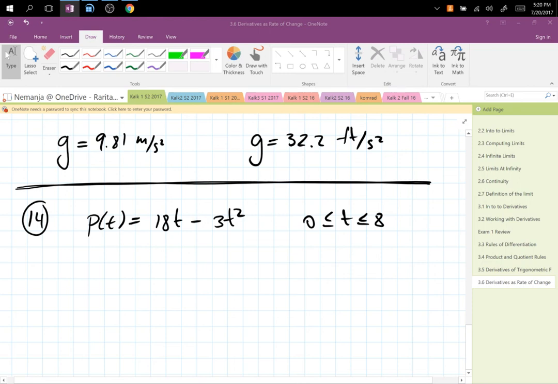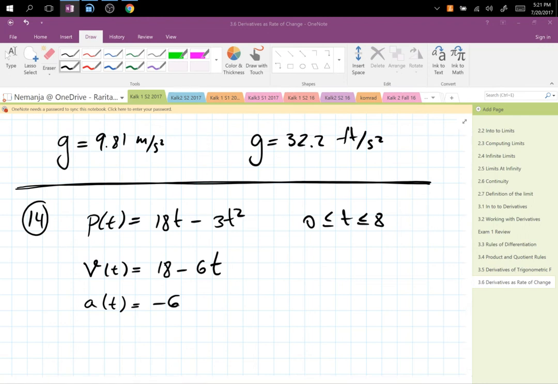Here are the questions. Get me the velocity equation. Get me the acceleration equation. Go. What should I do for the velocity equation? Derivative. Good. What is the answer? 18 minus 6t. Fine. And then what's the acceleration? -6, right? So it's not -9.81 or 32.2. So this is not Earth.